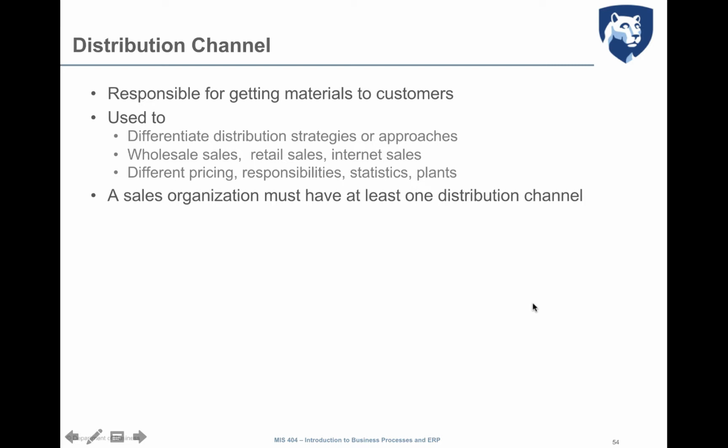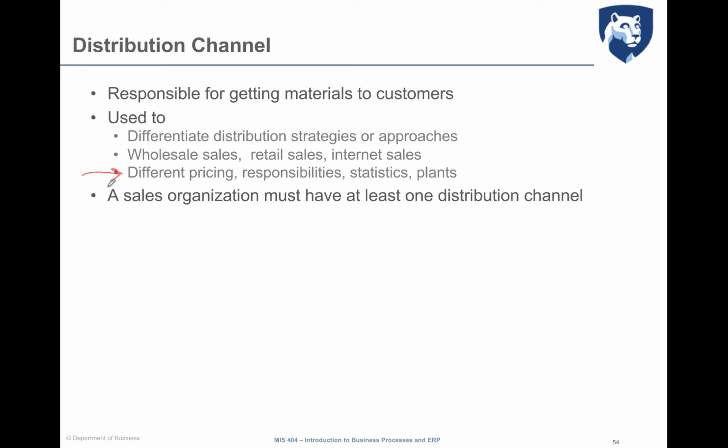Then let's talk about the distribution channel. Again, we already saw this component, but let's just refresh it. A distribution channel is the means by which a company delivers its goods and services to its customers. Typical channels, as we already discussed, are wholesale, retail sale, internet sales, and so on. A company can make some differentiation on pricing, on the type of product to deliver, on responsibility, and on plants, satisfying different types of customers, types of shipment, and so on.